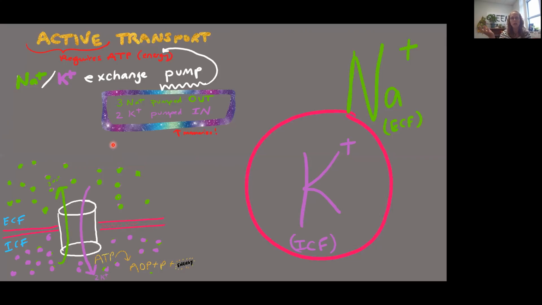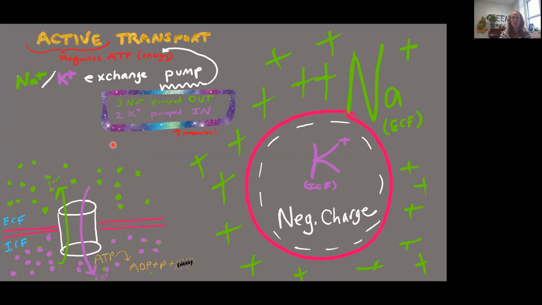Because it's an unequal exchange, 3 sodium out for 2 potassium in, we see that there's a high concentration of positive charge on the outside of the cell. And so that means anything that has a negative charge inside of the cell, other proteins and other negatively charged ions, they're going to be hanging out right inside the cell membrane because remember, opposite charges attract. And those negative charged proteins and negative ions are attracted to the positive sodium that's been accumulated in the ECF.